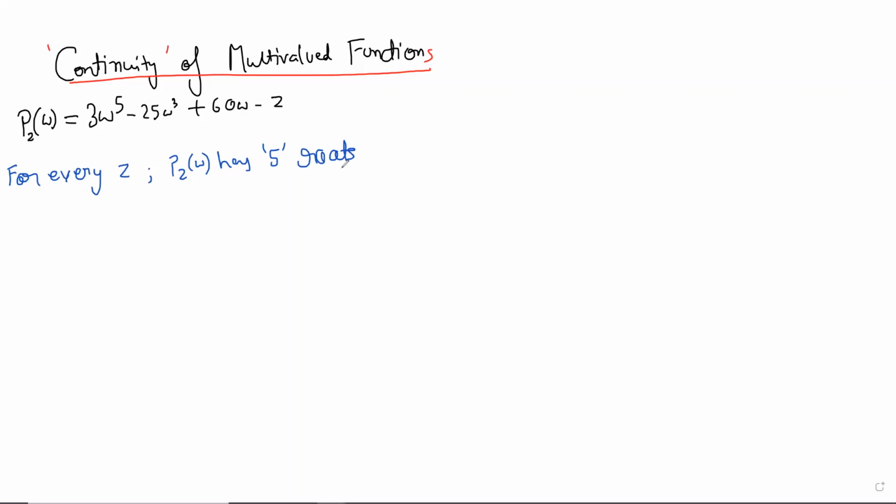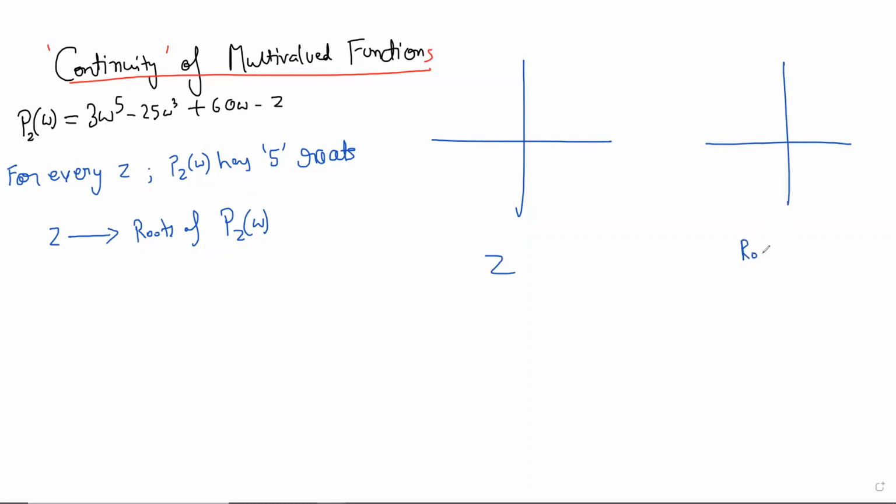Right? You put z equal to 1, you put z equal to 2, you'll get 5 different roots. It will depend on z. As you change z, you get different roots. Now, if you look at this association, where for each z, you go to the roots of p_z(w), the roots at z of this polynomial.